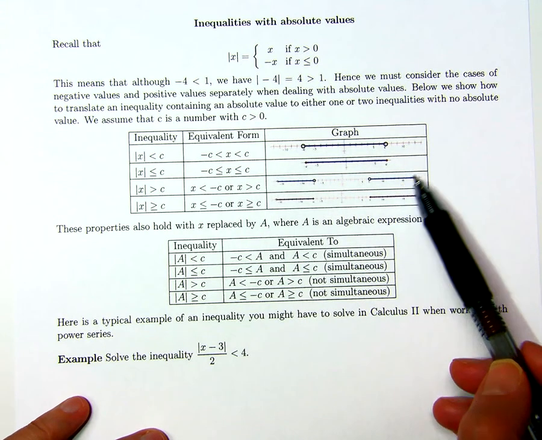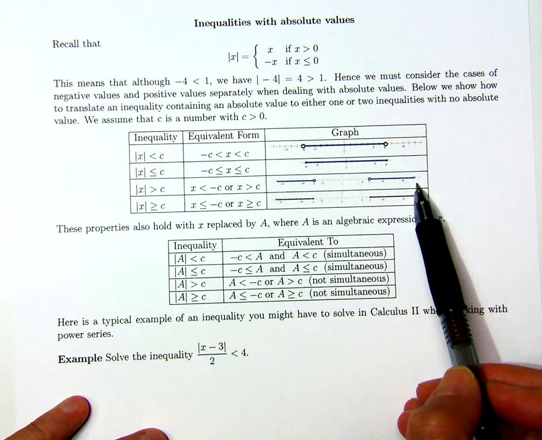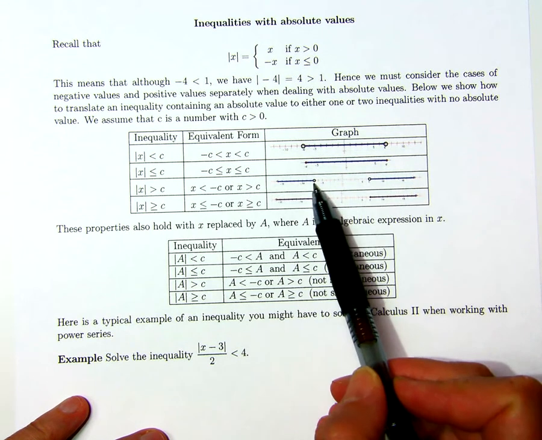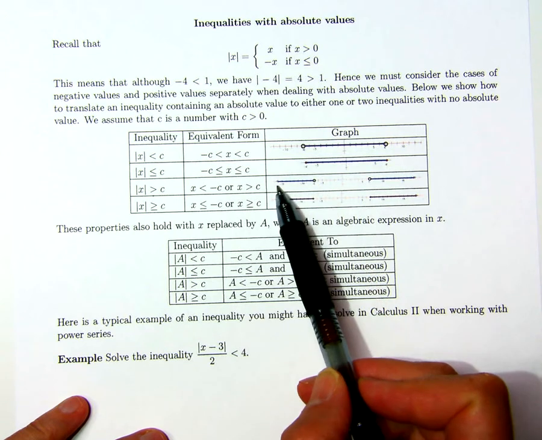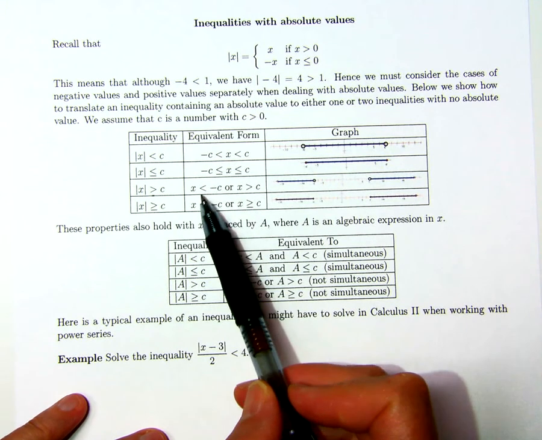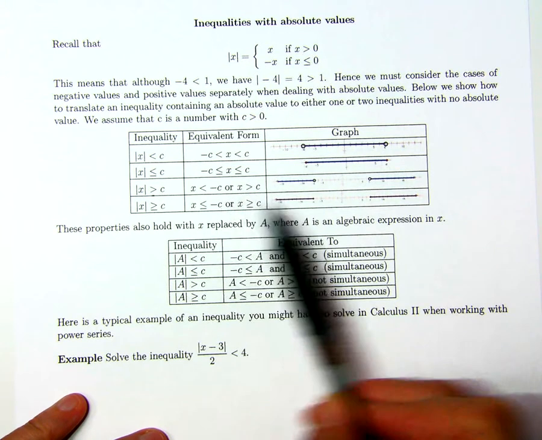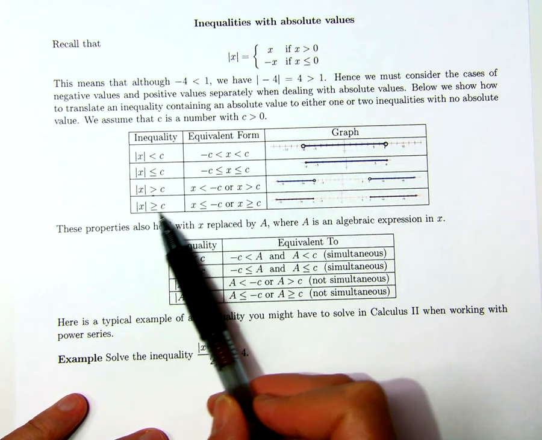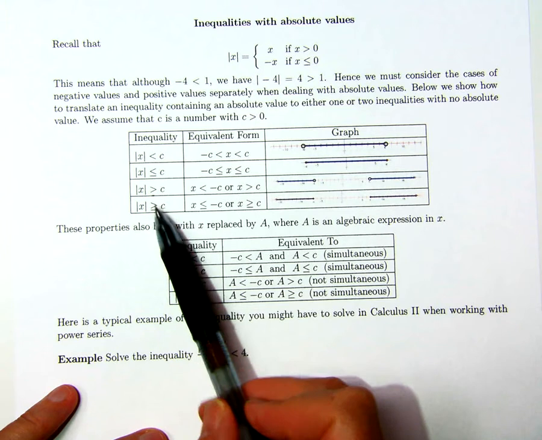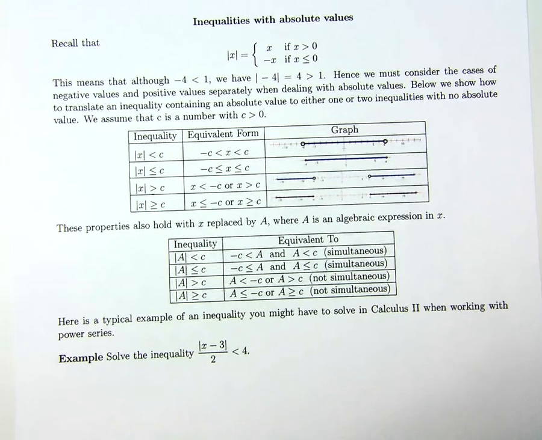On the other hand, the absolute value of x greater than c involves two separate subintervals. It's the union of all x greater than c, which obviously satisfy the inequality, but this inequality is also satisfied by all x less than negative c. So the solution here is the union of these two subintervals, x less than negative c, and x bigger than c. And you have a similar thing going on if you replace the greater than by greater than or equals.